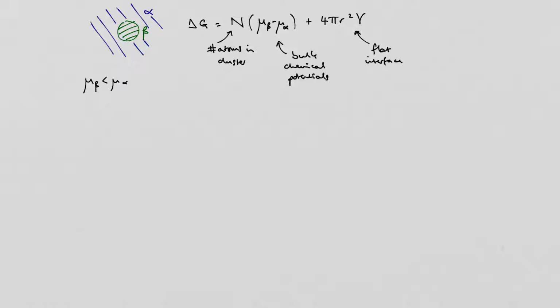Okay, so we want to drive this. There's a driving force here because this term in brackets is negative. So the more atoms you lock up in the beta phase, the lower the energy you're going to get. But also, as you lock more atoms up in the beta phase, you're increasing the area of interface between the two, and that costs you gamma per unit area.